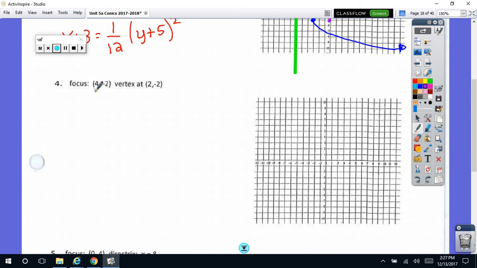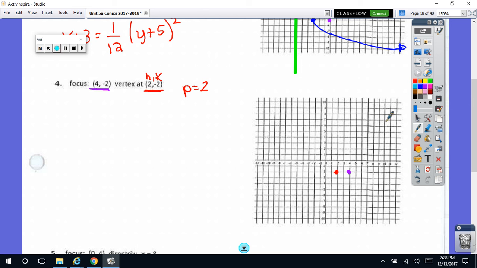Okay, again, be careful with what you're given. This time I'm given the focus, which is 4, 2. And this time I have the vertex again, which is 2. Whoops, I went the wrong way. I didn't go negative. Okay, so again, here's my h and k. So all I need is p. Okay, p is the distance between your dots. So I have 2 steps.